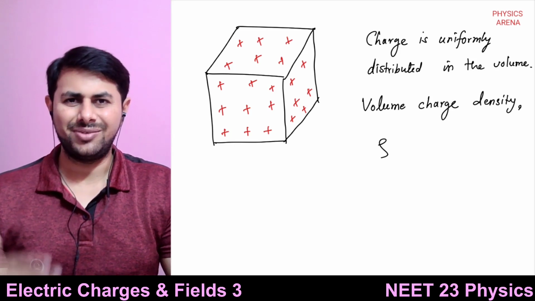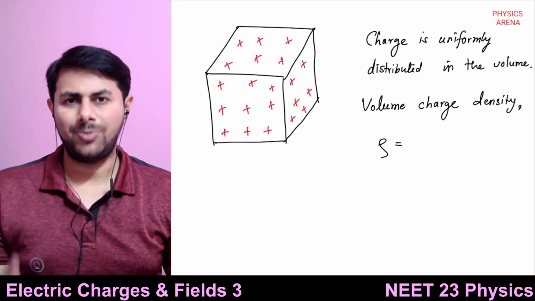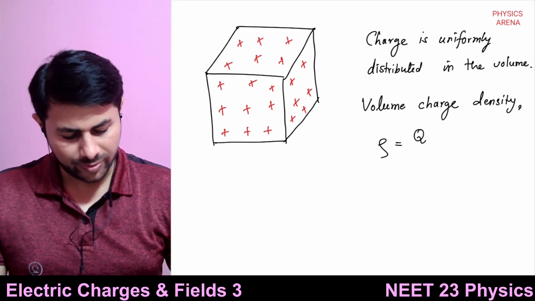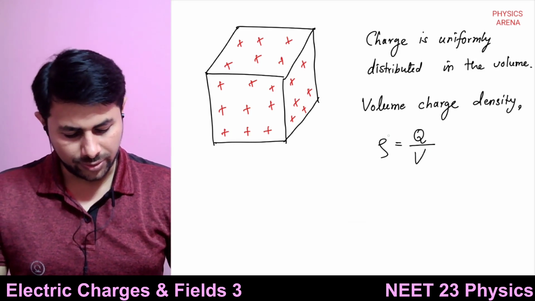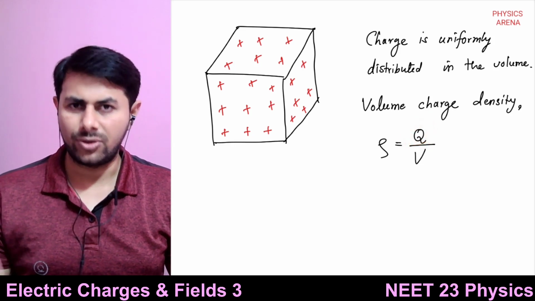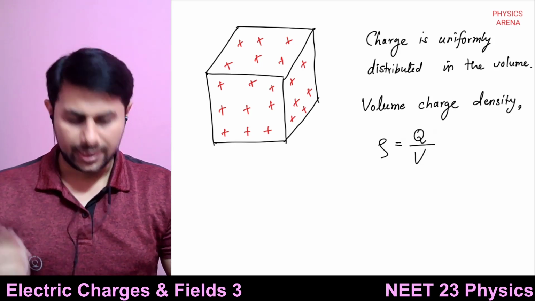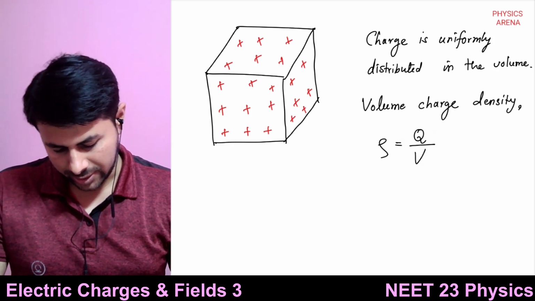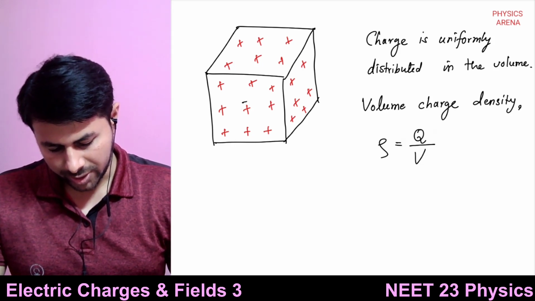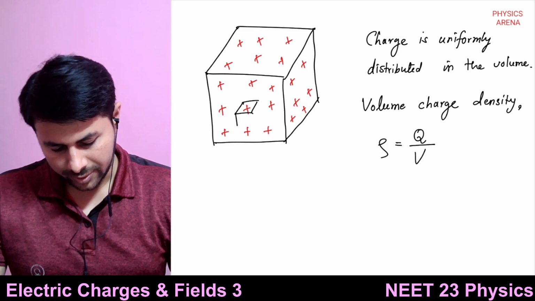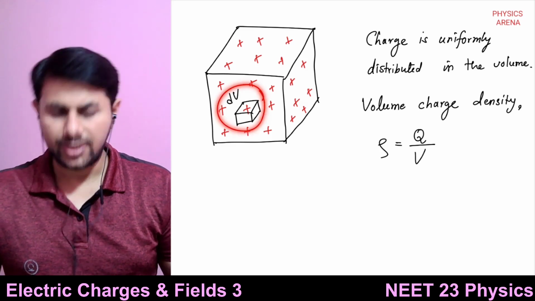So rho is density, mass upon volume, right? Just like that, here we define charge upon volume. So rho means total charge divided by total volume. Now, if we want to find out charge in any volume, we can imagine a small volume here. We can take a small cube like this, whose volume is dV. dV is the volume of this cube.